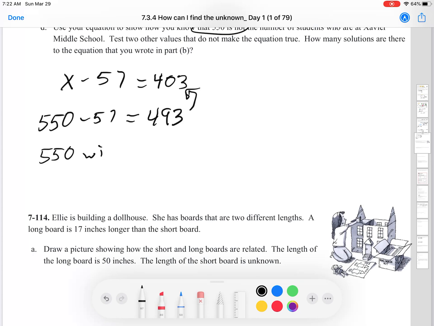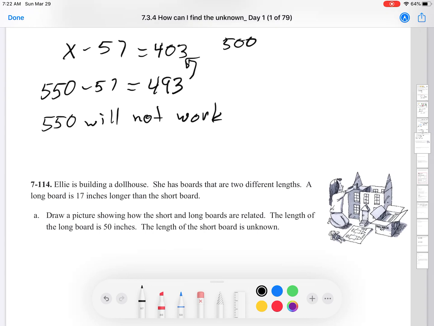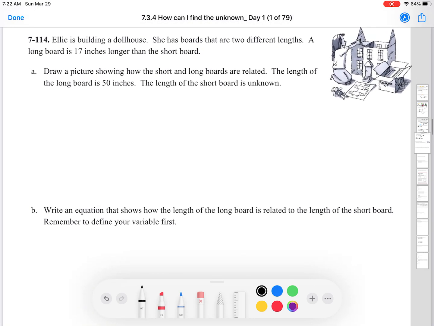550 will not work. And you guys should try two other values that would not work too. Just show that those two other values would work. For example, you could try 500. You could try 1,000. You could try 1,000,000.